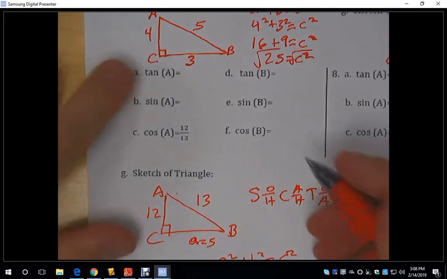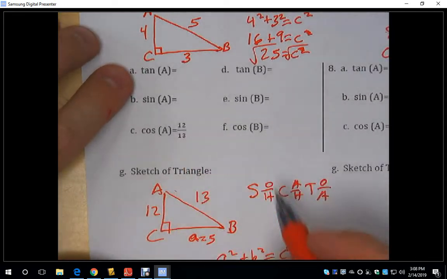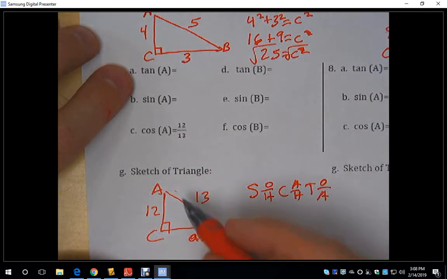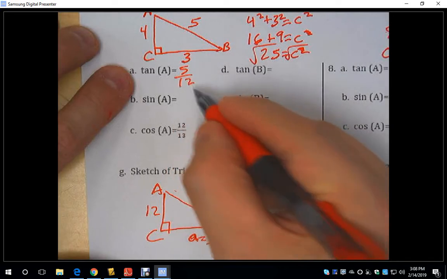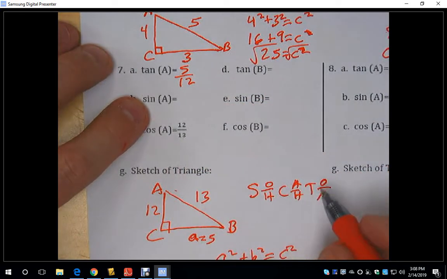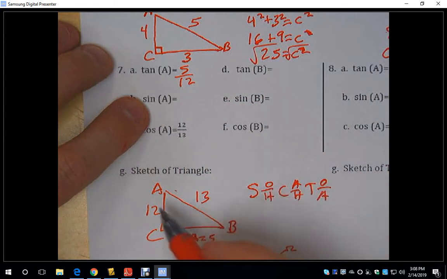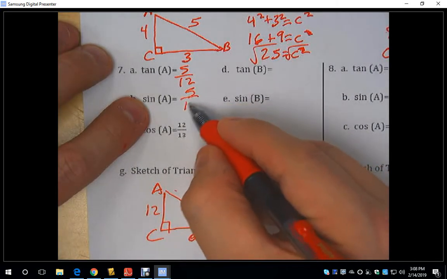So if I want to find tangent of angle A, tangent is opposite over adjacent, so opposite is 5, adjacent is 12, so 5 twelfths. Sine is opposite over hypotenuse, so opposite 5 over 13, 5 over 13.